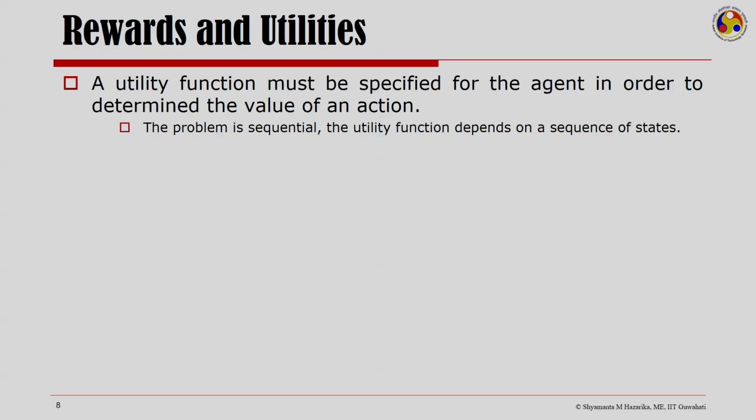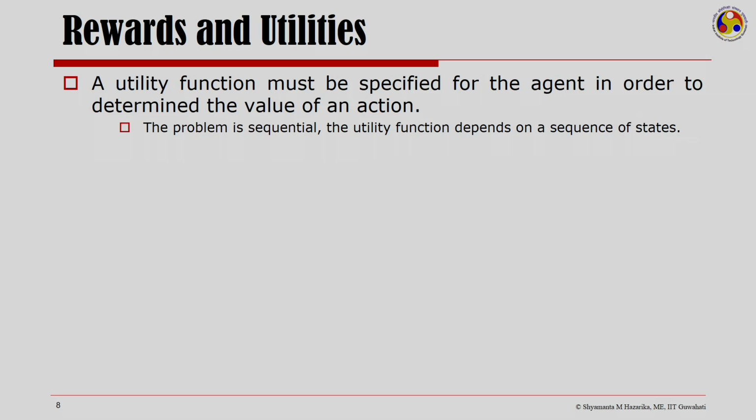A utility function would need to be specified for the agent in order to determine the value of an action. Now, in our earlier discussion, each agent was involved in a single decision, and when I was looking for the utility, I was computing it based on the final result of a given action.